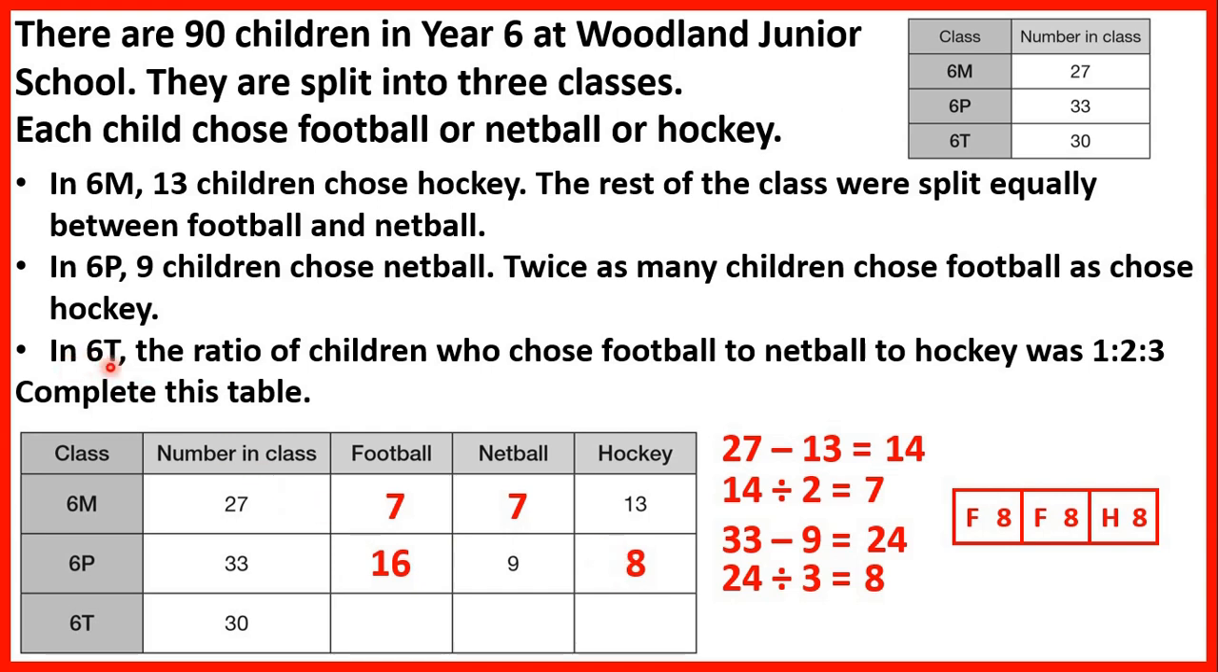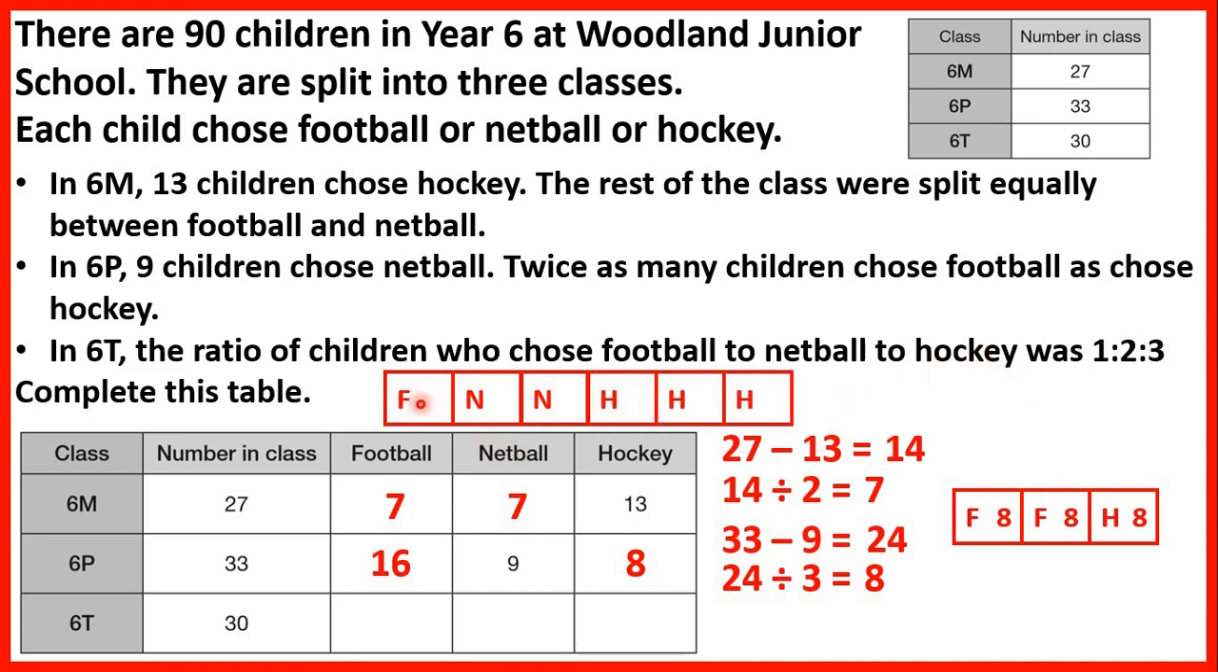And now in 6T, the ratio of children who chose football to netball to hockey was 1 to 2 to 3. So what this ratio means is that for every 1 child who chose football, 2 children chose netball and 3 children chose hockey. So on a bar model, we can use 1 square for football, 2 squares for netball, and 3 squares for hockey.